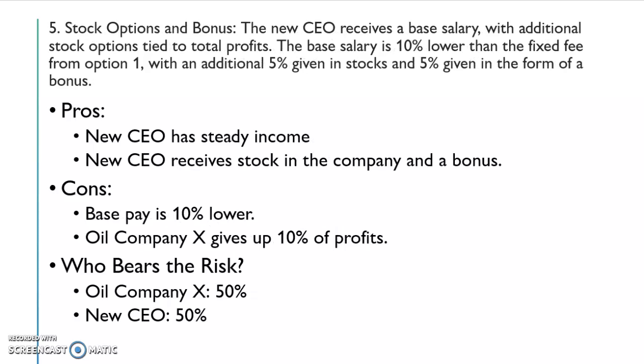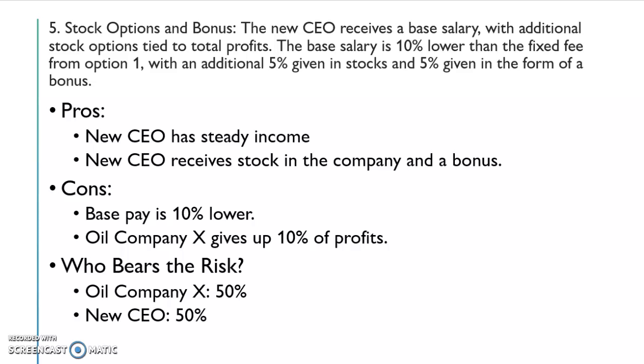In scenario number 5, we look at the combination of stock options and bonuses. The new CEO receives a base salary with an additional stock option tied to the total profits. The base salary is 10% lower than the fixed fee from option 1, with an additional 5% given in stocks and 5% given in the form of a bonus. So our pros here again are that the CEO has a steady income and receives stock in the company as well as a bonus.